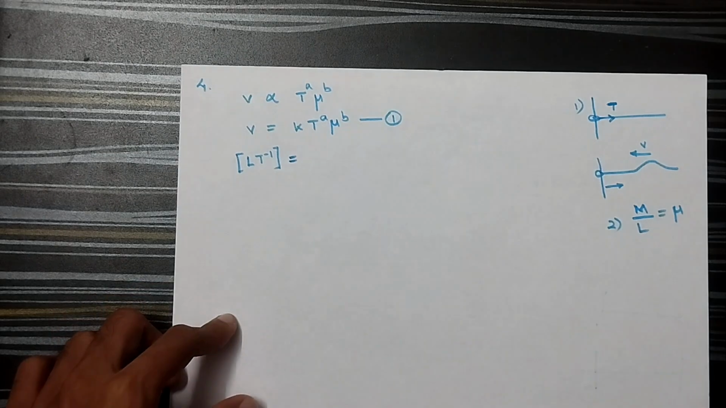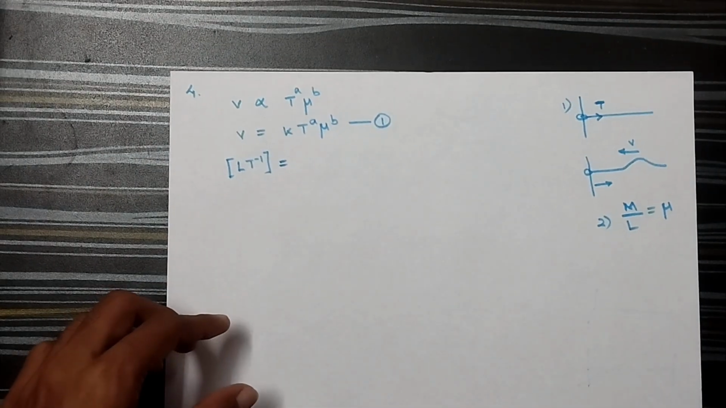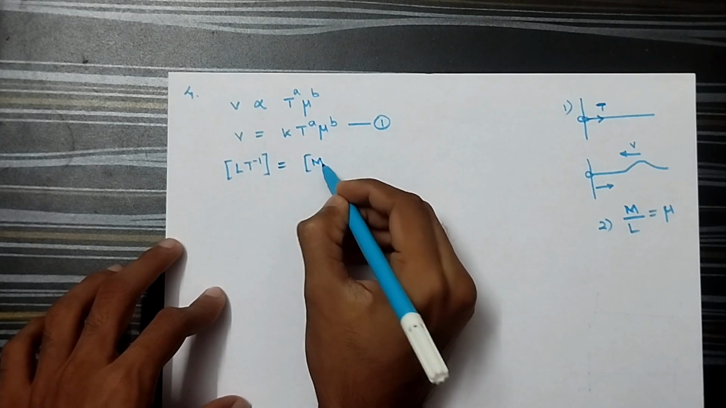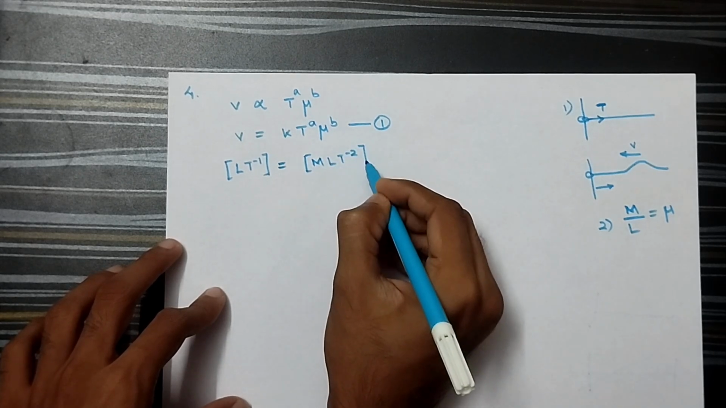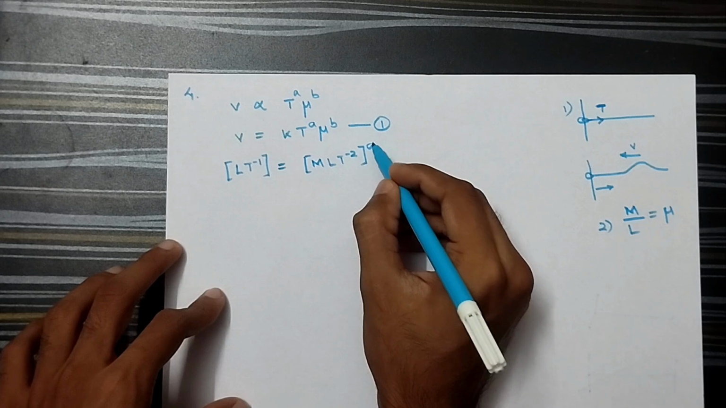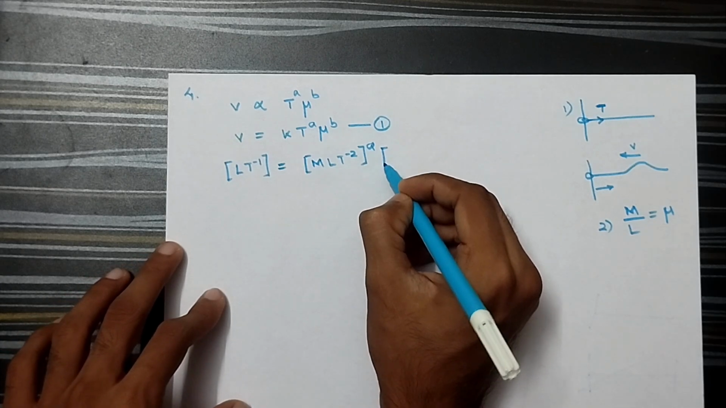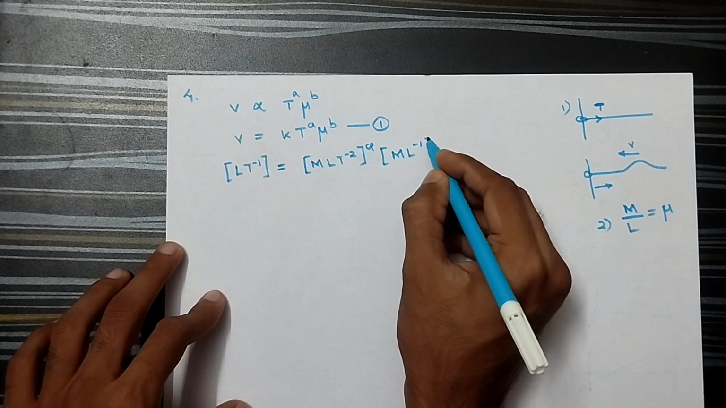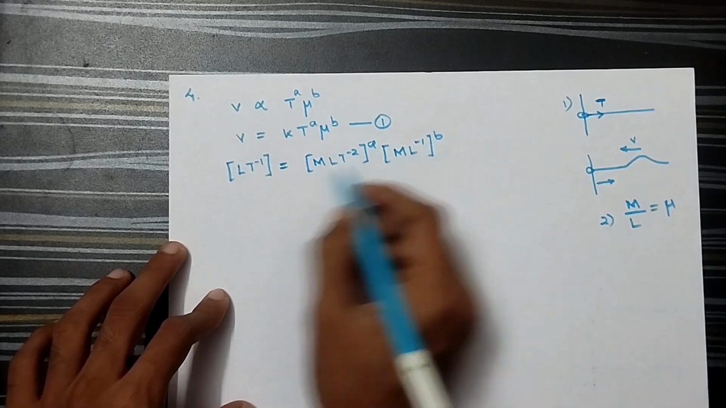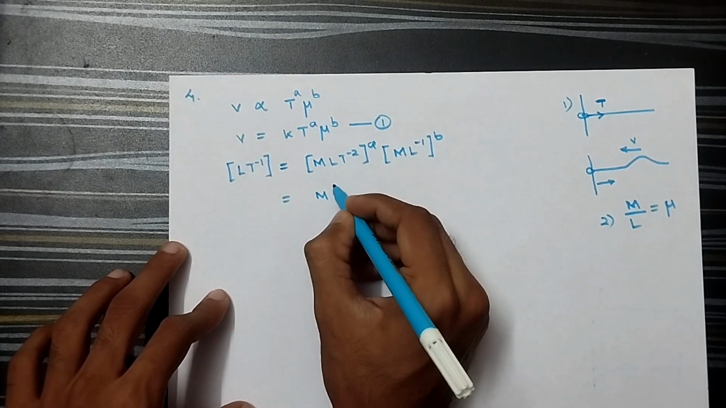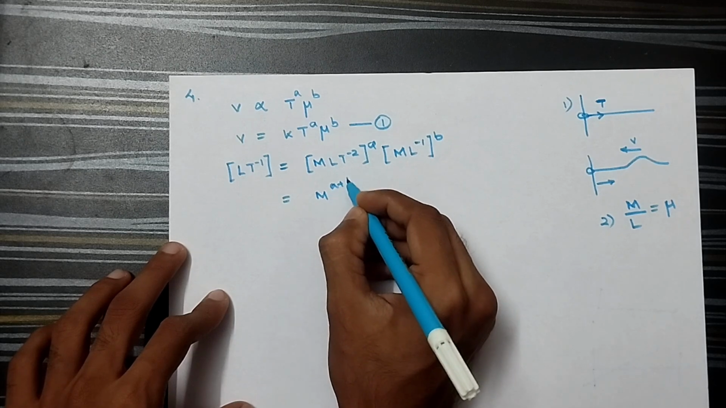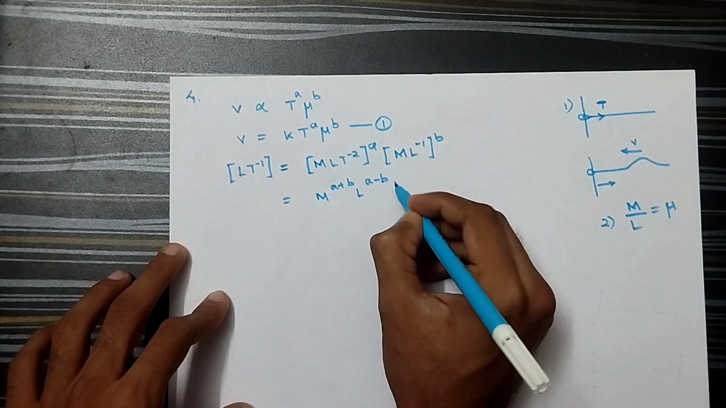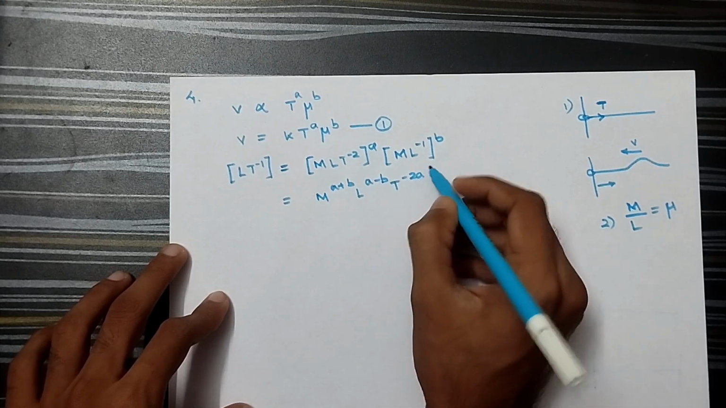T means tension, which is a force. So force is mass into acceleration. So mass into acceleration, we can write M L T raised to minus 2, raised to a. Mu is mass per length, mass divided by length. So M L raised to minus 1, raised to b. Solving this, we get M raised to a plus b, L raised to a minus b, and T raised to minus 2a.